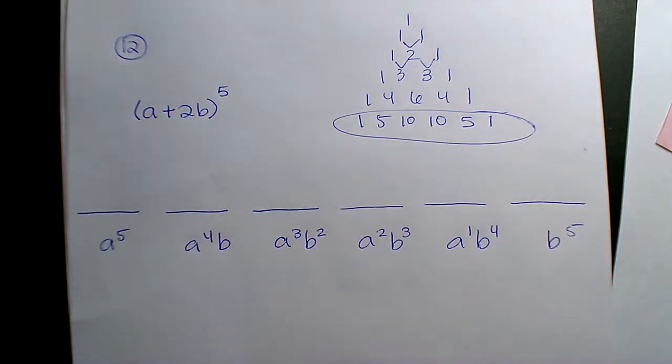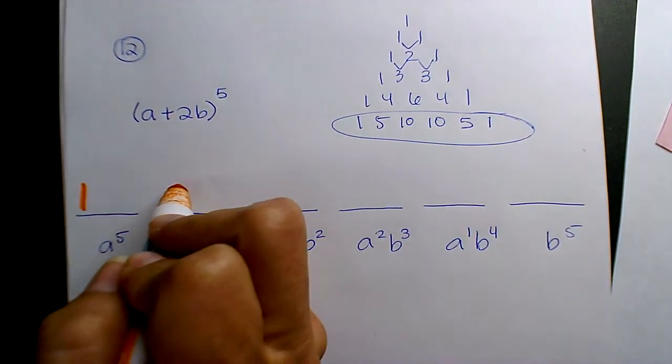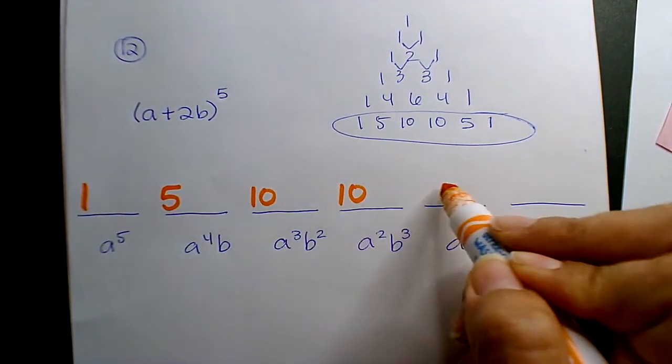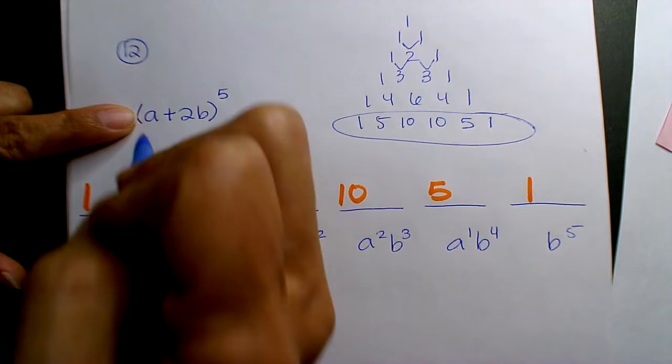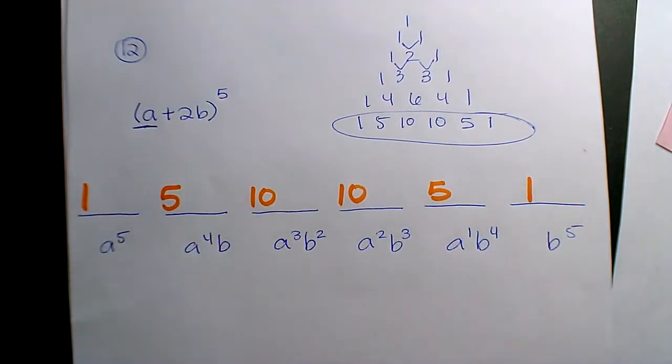From that, Pascal's triangle, 1, 5, 10, 10, 5, 1. Okay, so we're going to multiply that. Okay, so what is the coefficient for this first term? You see A, but what's the coefficient? Positive or negative? Positive, right? It's just plus 1.